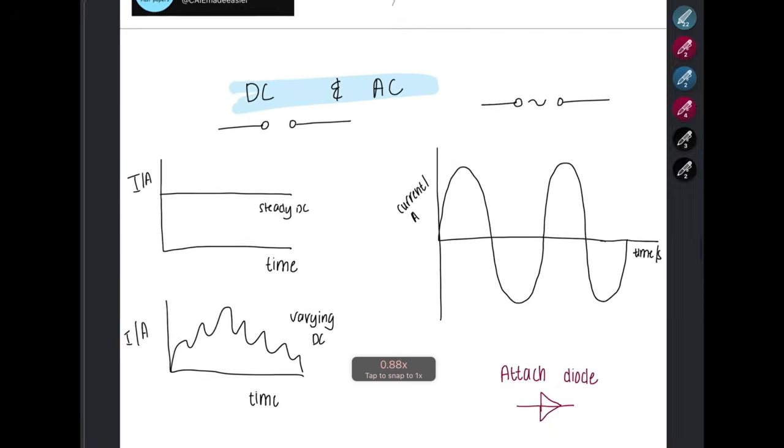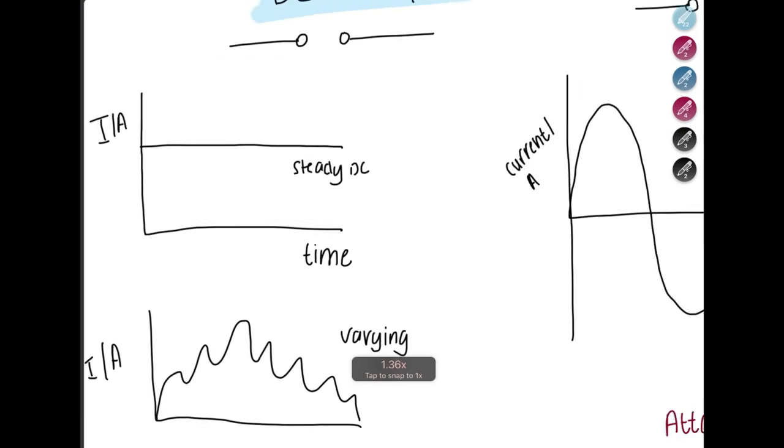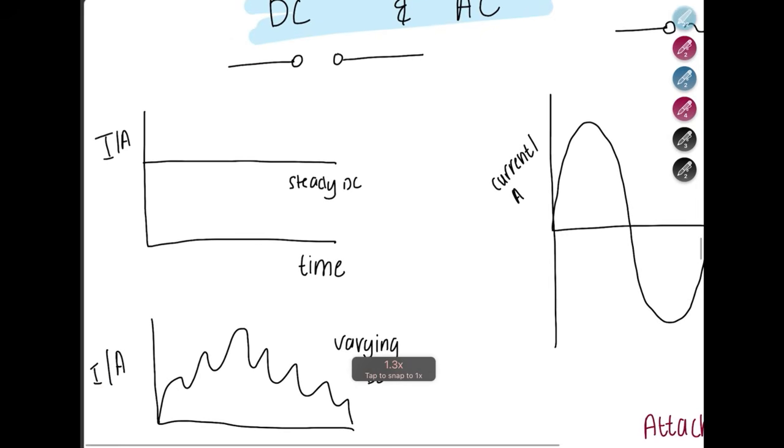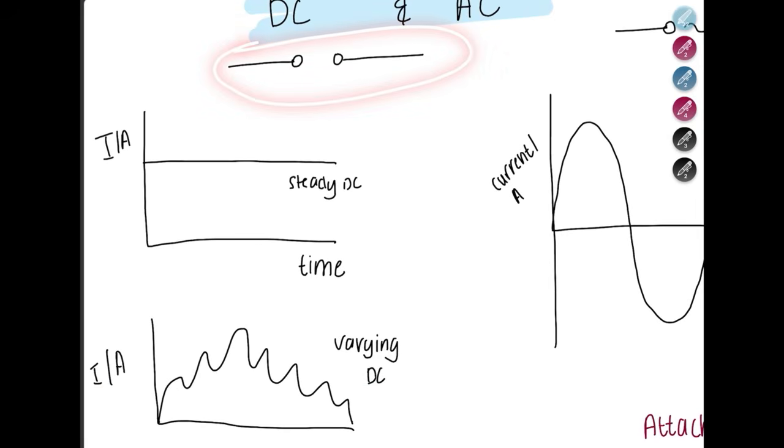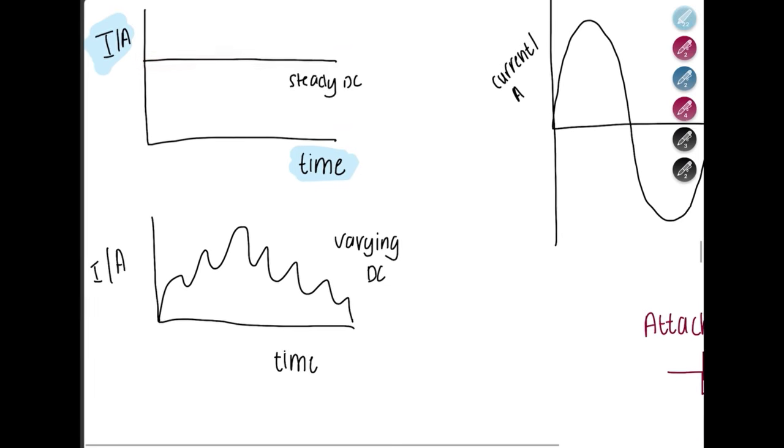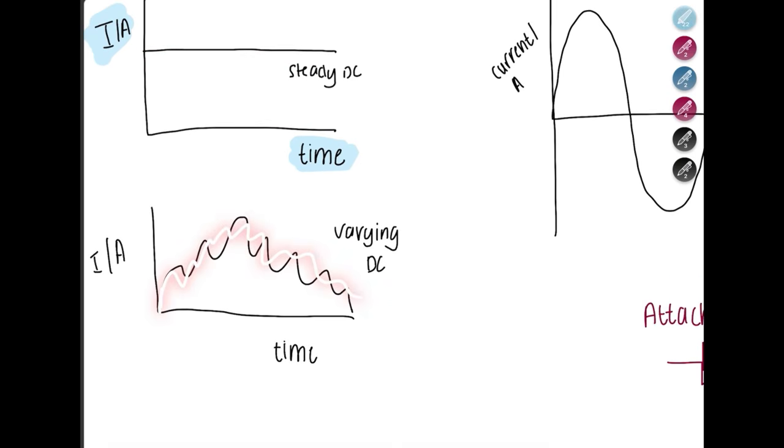Now we have DC and AC. Remember what is DC? DC is direct current. This is the symbol for DC. So on the x-axis we have time, on the y-axis we have the current. When there's a straight line, this is a steady DC. Whenever you have these different curves, this is a varying DC. It is not stable with time.